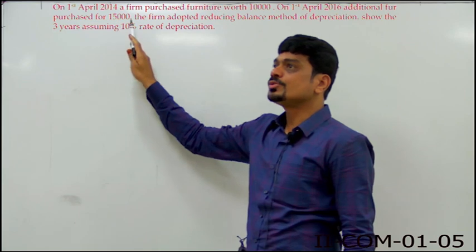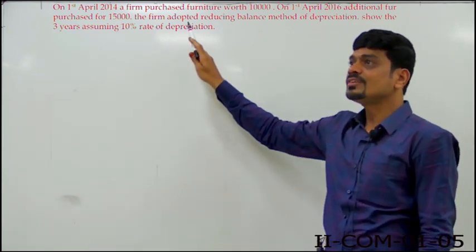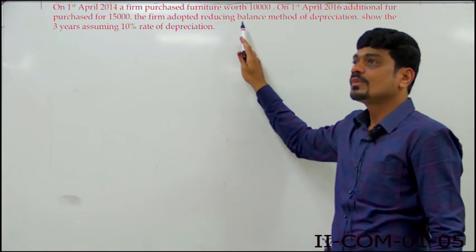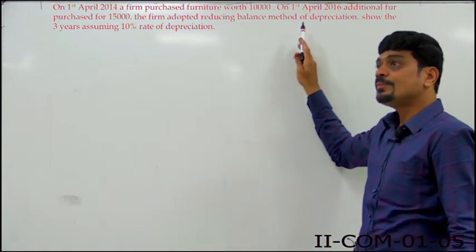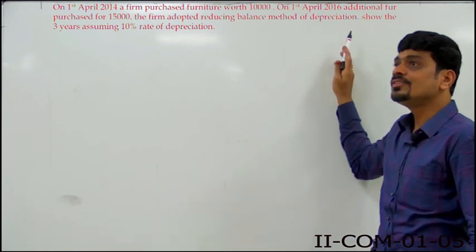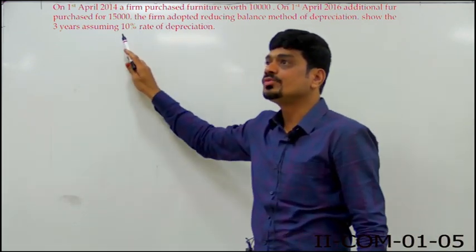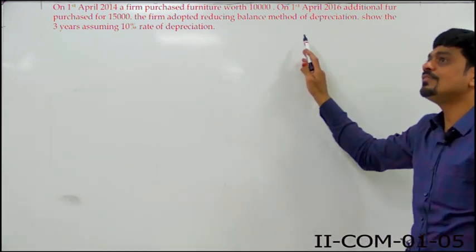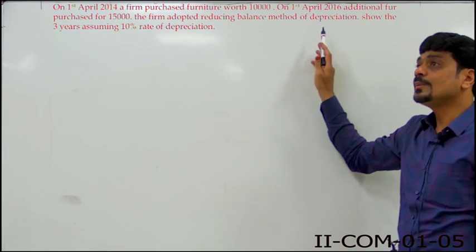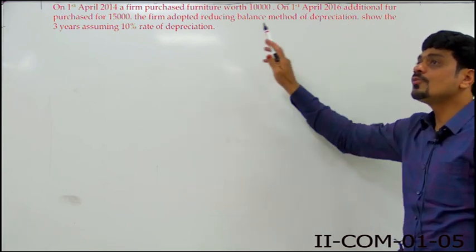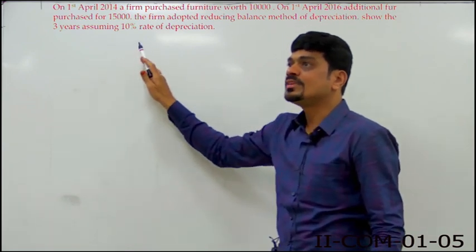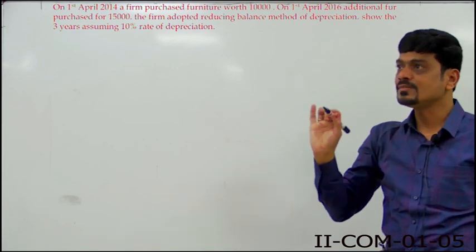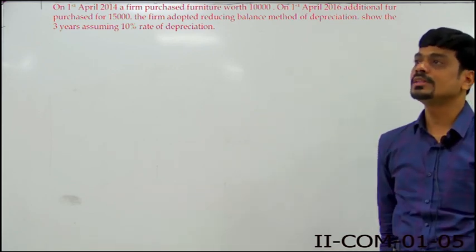On 1st April 2014, purchased a machine costing 10,000. And on 1st April 2016, we bought an additional machine for 15,000. So how many machines again? 2 machines are there. And the firm is adopting which method? Reducing balance method. The accounts are for how many years? 3 years. And how much is the rate of depreciation? 10%. Which method? Diminishing balance method. As it is, we are going to solve the problem.